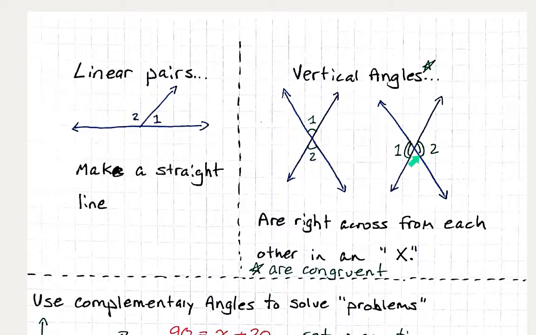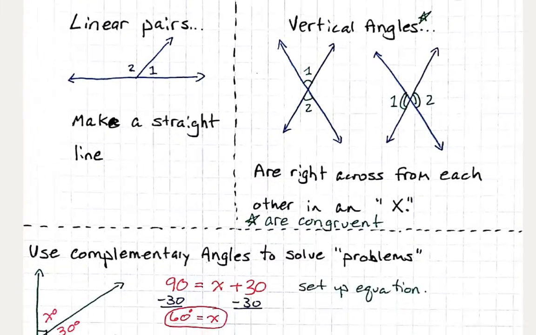These are vertical, but these are also vertical. All that matters is that the two lines cross, and I've got the angles that are directly across from each other. Those are vertical, and they are congruent. They have the same measure.